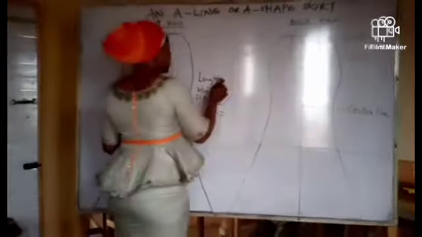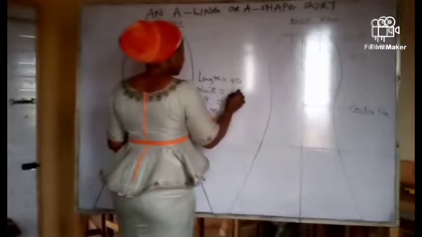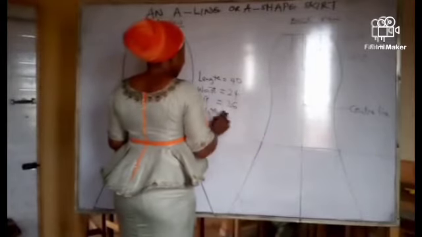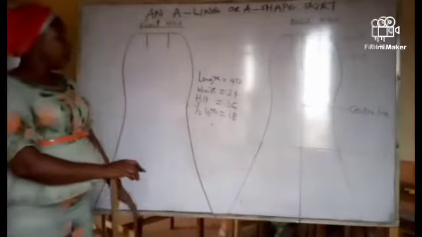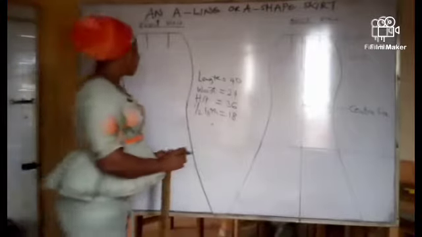Now let us assume the length of our customer is 40 and the waist is 24, while the hip is 36, then the half length is 18. So if you have taken the accurate measurement, now we move to the calculation.